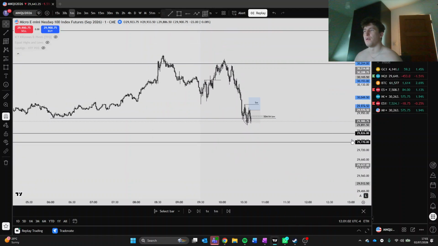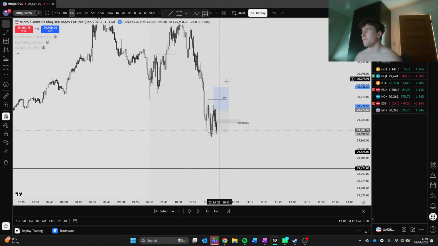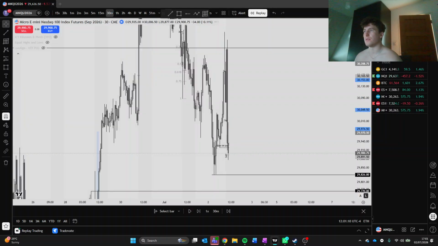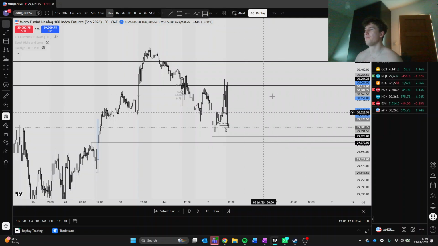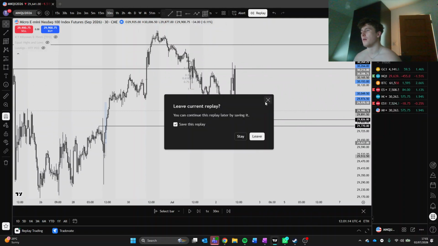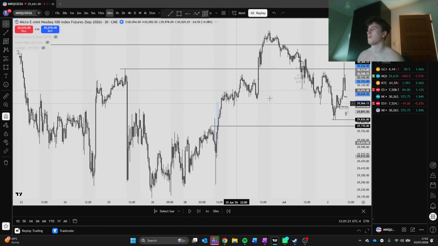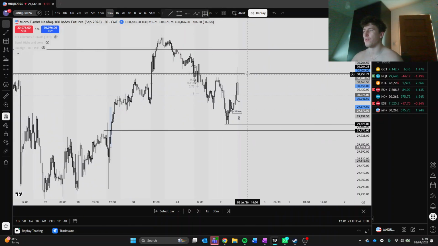Here is how I lost 1-0 on the Nasdaq today. We shorted the Nasdaq and we lost. Okay, so let's go into market open. Where's market open? Here. I was fairly neutral on the day.